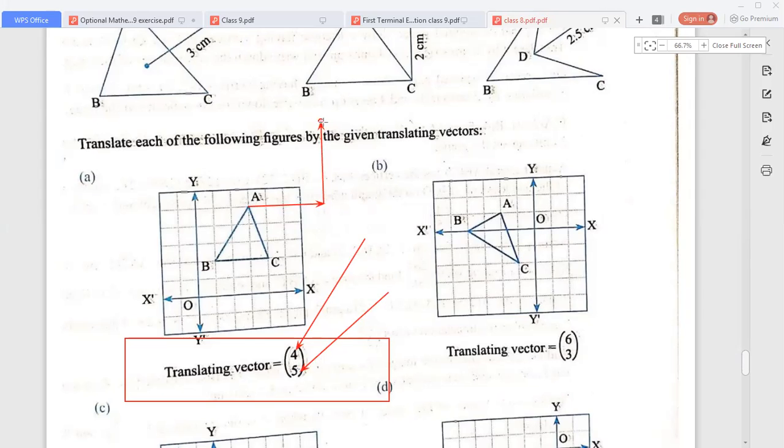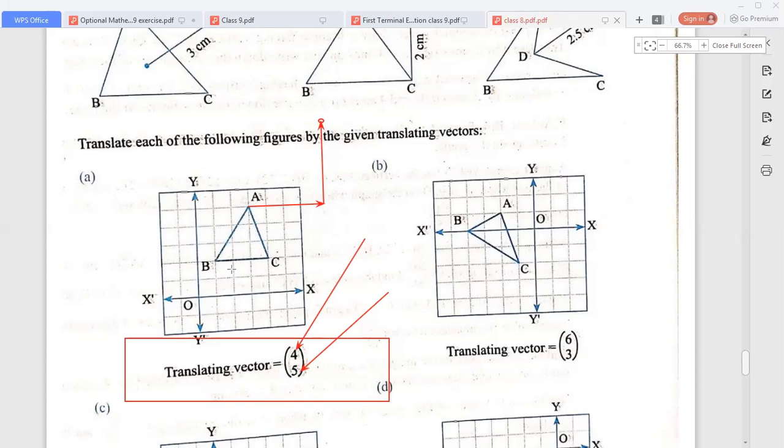A को लागि गरेको भने A dash हुन्छ, this point. अरुलाई पनि त्यस्तै गर्ने. B को लागि पनि 4 unit right जाने, and then we have to go 5 unit in the up direction. अरुको लागि सबैको लागि त्यही गर्ने, कतिखेर जाने, how much is the amount and in what direction. Okay, this is the way.